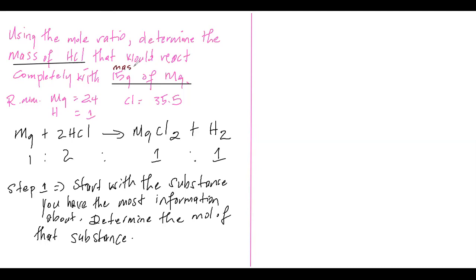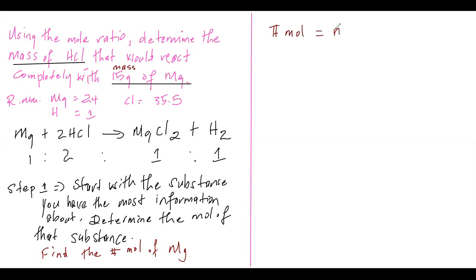So as soon as we can, we need to try to convert whatever information they give us into moles, because this ratio only works with moles. This is a mole ratio that we are determining. So we are going to start off by finding the number of moles of magnesium, because that is the one that we have enough information about. So we are going to write back our equation for how we find the number of moles of something.